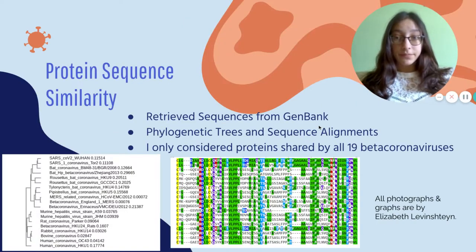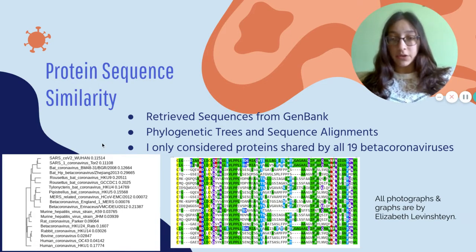Protein sequence similarity. I retrieved sequences from GenBank of 19 beta coronaviruses with complete genomes. Then I created phylogenetic trees and sequence alignments. As you can see on the left, this is a phylogenetic tree of S protein. However, all of the proteins showed that SARS-1 was actually the most similar to SARS-CoV-2.